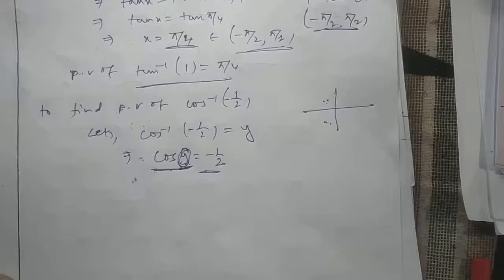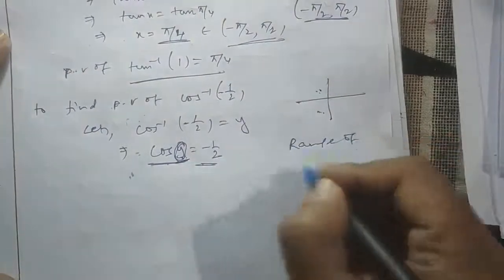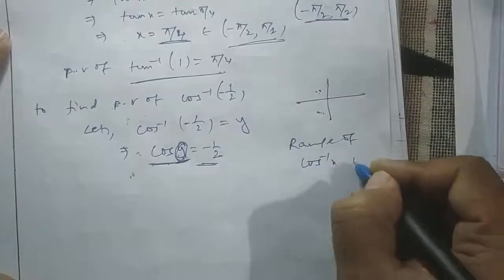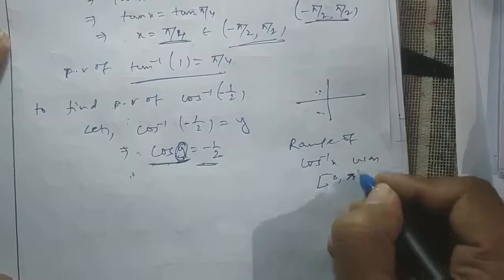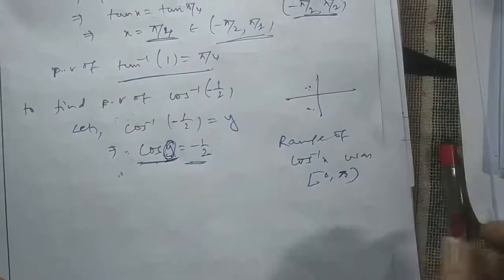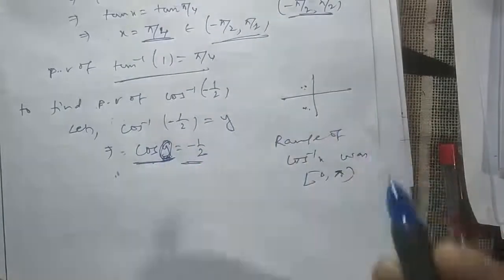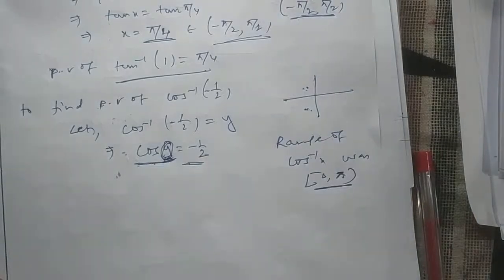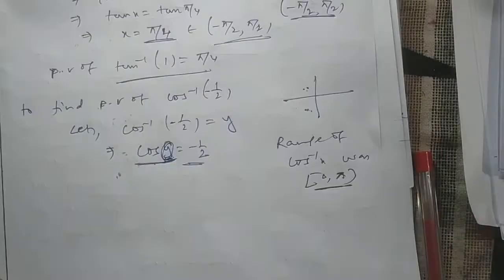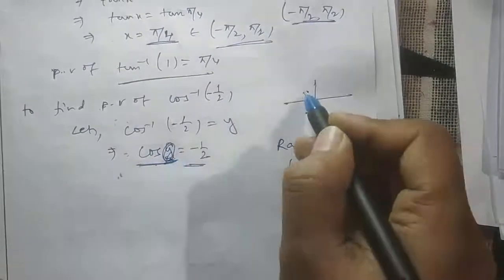Understood? Now let us recall the range of cos inverse x was 0 to pi, closed, correct? Again I am saying, if we take the angle in the third quadrant, it will be crossing the range. Then you cannot get the PV. That's why we will not be taking the angle in the third quadrant. We shall be considering y in the second quadrant.